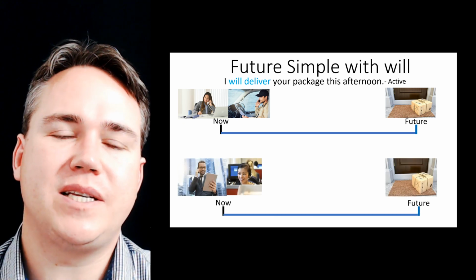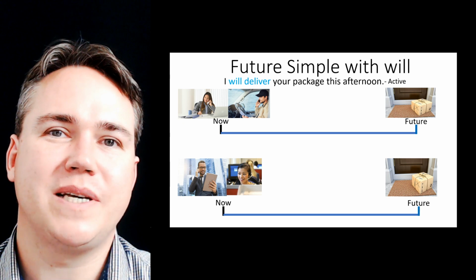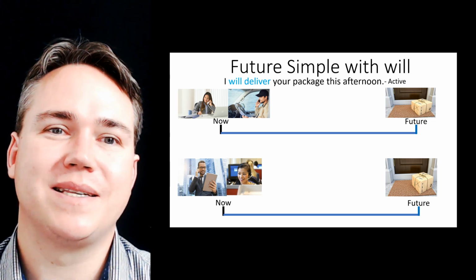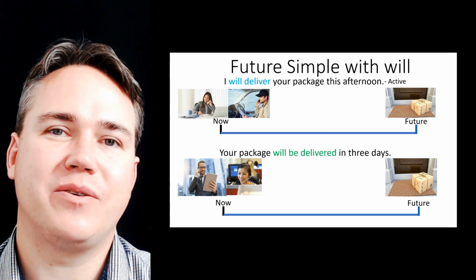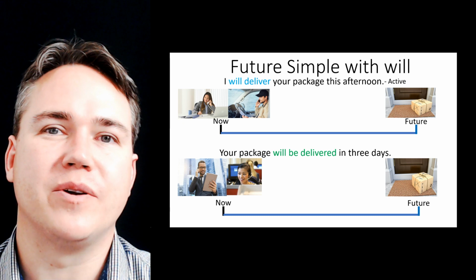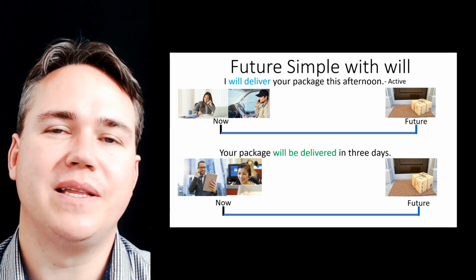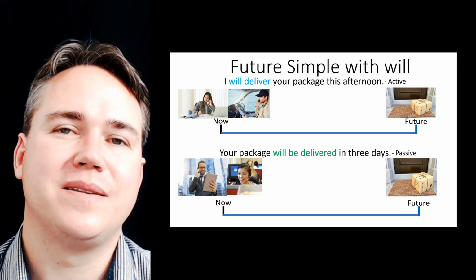Then we look at this situation. The businessman calls the call center. Now the call center don't deliver anything. So the woman at the call center says, your package will be delivered in 3 days. Although it's more likely 10 or 11 days. But that's what they tell you on the phone. Your package will be delivered in 3 days. Talking about the package, so it's passive.